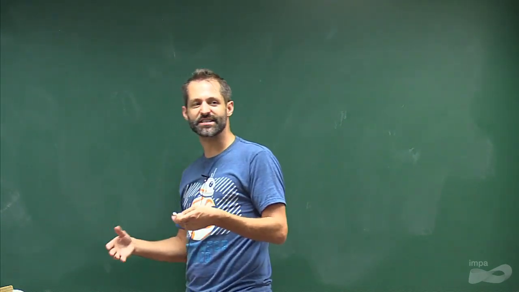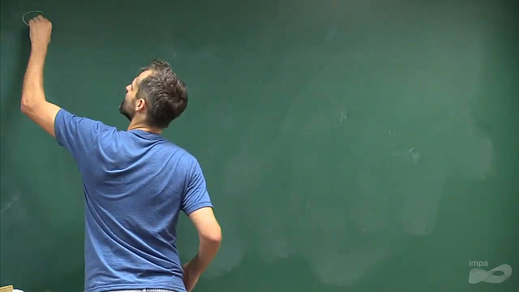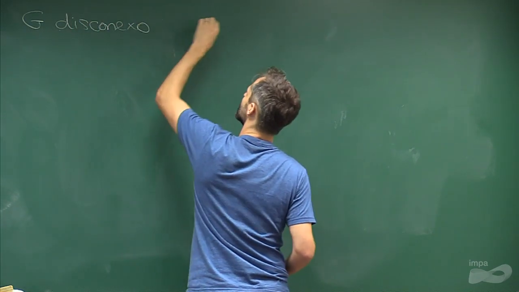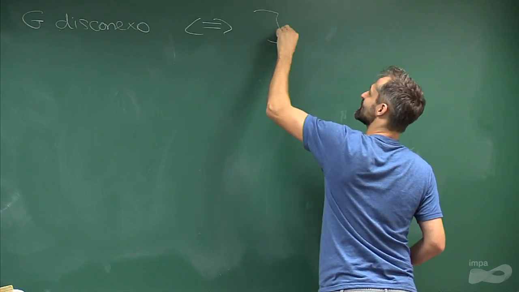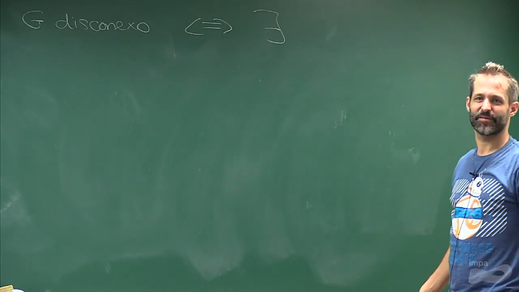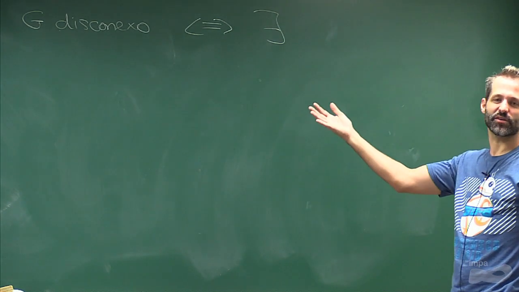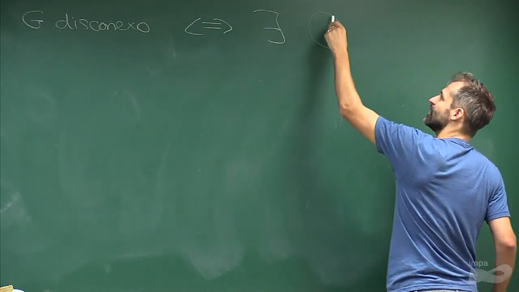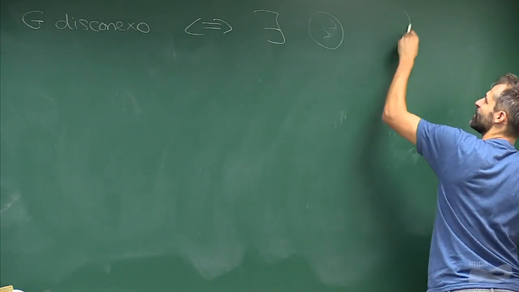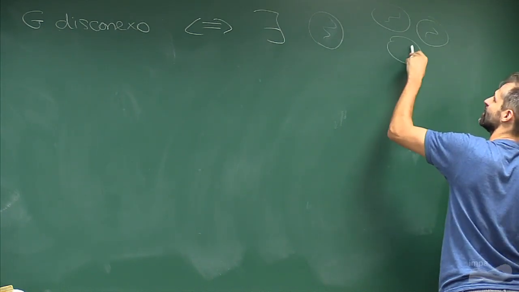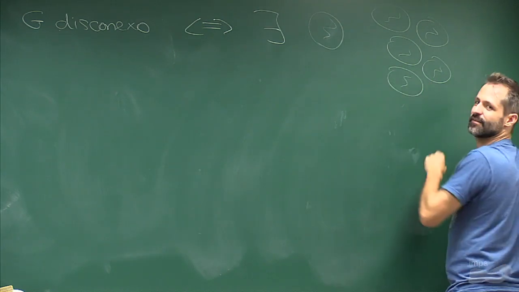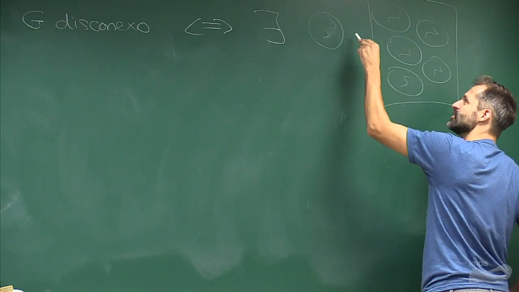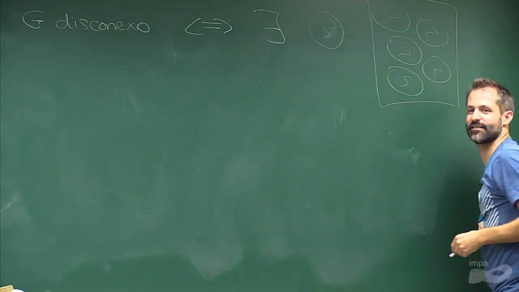So if the graph is disconnected, then there must exist what? There exist at least two components. So in particular, there exists a component here, and maybe a bunch of components over here, such that what? Such that there's no edge from here to here. Right?